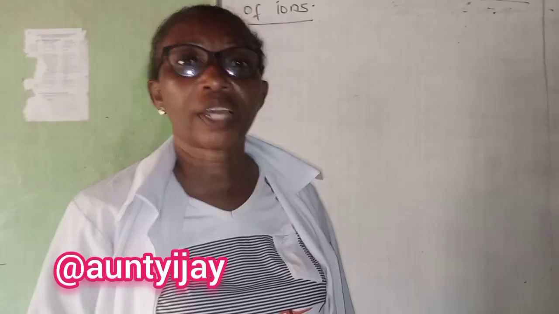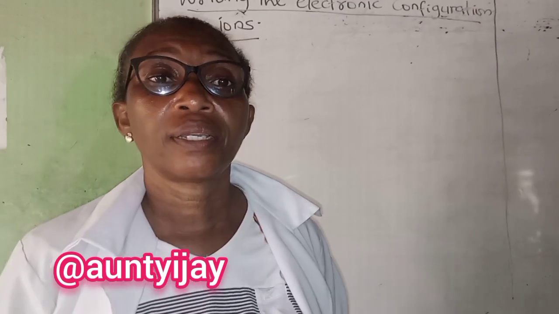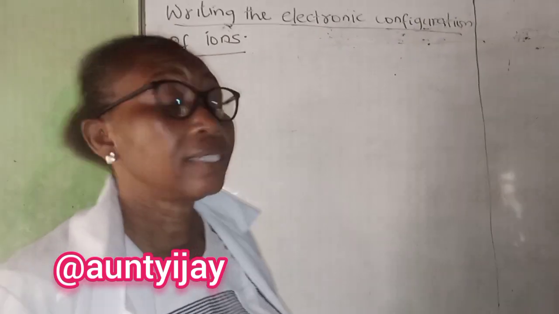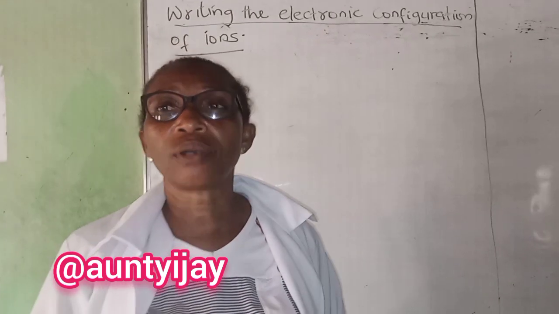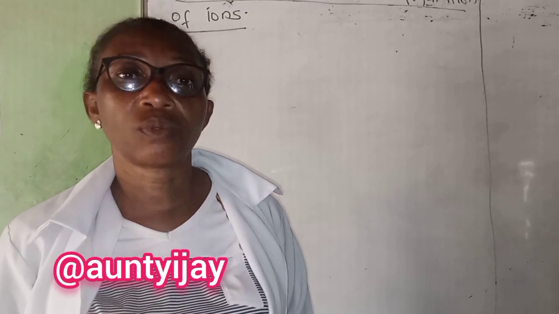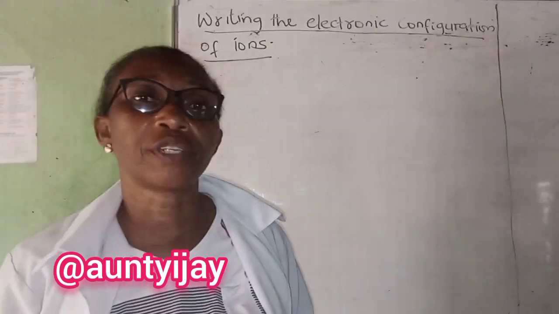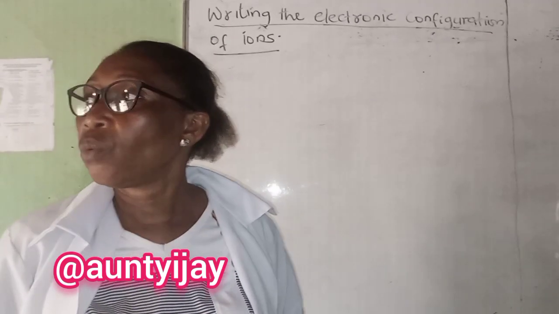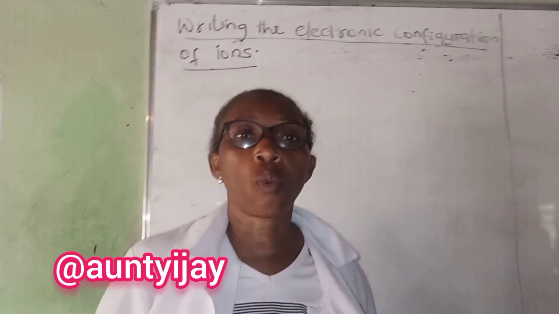Today, we'll be learning another wonderful topic. Today, in our chemistry class, we are going to look at the topic: how to write the electronic configuration of ions. Last week we talked about writing the electronic configuration of elements using the quantum numbers. We use the principal quantum numbers and the subsidiary quantum numbers to write electronic configuration. Today, we are going to deal with ions.